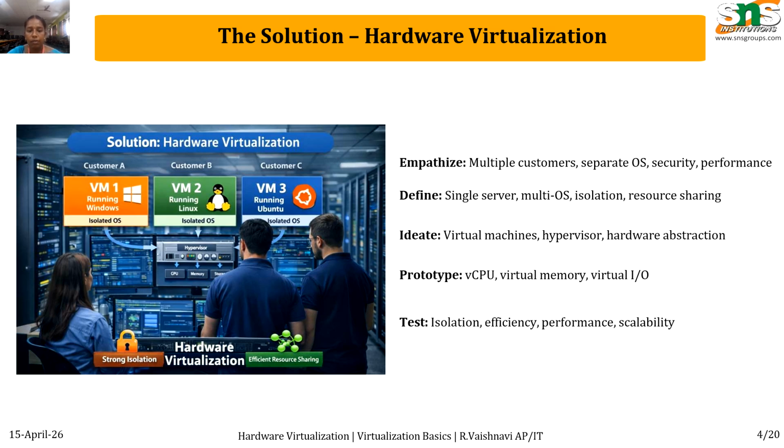So we have 5 stages. First one will be the empathize. In empathize, the multiple customers need separate operating systems and security performance. The second stage will be the define stage. Here we have a single server and then multiple OS isolations and resource sharing. And then the third stage will be the ideate stage. In ideate stage, we found virtual machines, hypervisor, and then hardware abstractions.